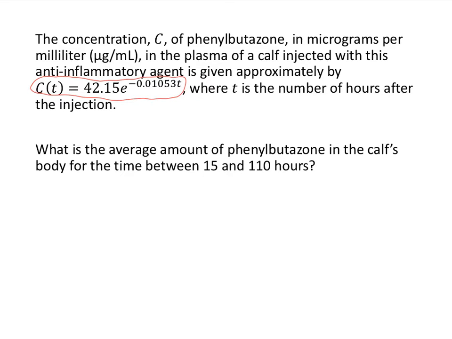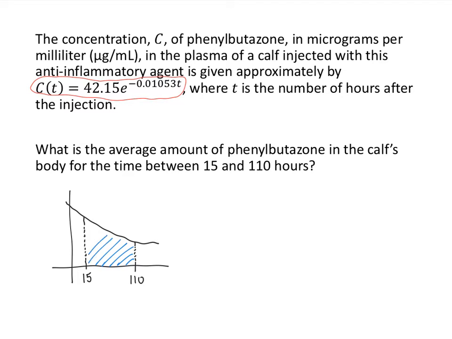So what we're being asked for is the average amount of the drug in this animal system between 15 hours and 110 hours. Before I work through the problem, I just want to explain a little bit about the method that we're going to use. When we have a function, in this case, this concentration function is going to be a decreasing function, and we're interested in the average value from 15 to 110. So what we're going to do is find the area under that curve between 15 and 110.